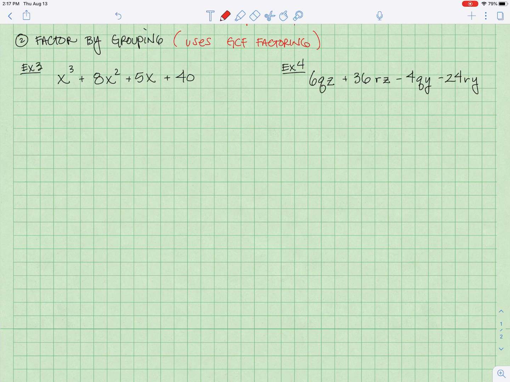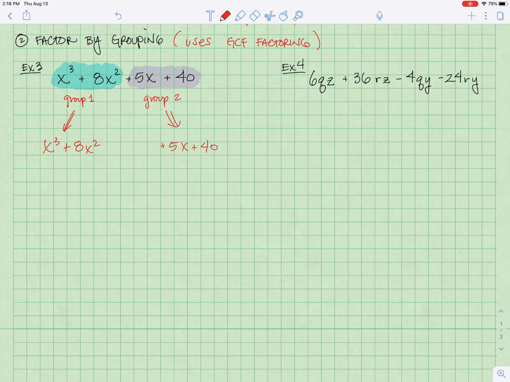So what do I mean by factor by grouping? Well, typically what you do is you pick a pair of terms and you group them. So in our first example here, example number 3, this will be our first pairing, and this will be our second pairing. So this is group 1 and group 2. We're going to take a look at those separately: x cubed plus 8x squared and positive 5x plus 40.